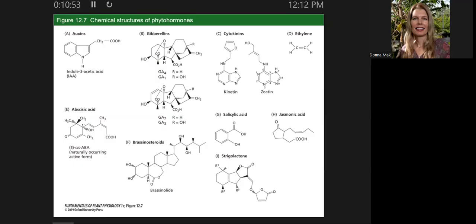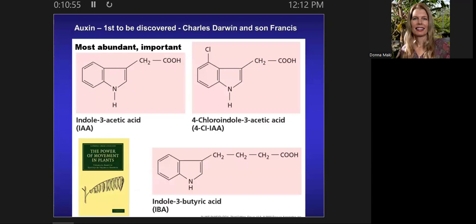So typically we start with auxin because it was the first to be discovered. It was actually Charles Darwin and his son Francis. They were avid botanists and they did a lot of very important research on basic plant behavior. And this is one of the books they wrote, The Power of Movement in Plants. He was fascinated with plants that can move, like the Venus flytrap and the sundew, those very dramatic movements, but also just how plants move in general to face the sun, for example. Like, how is that happening?